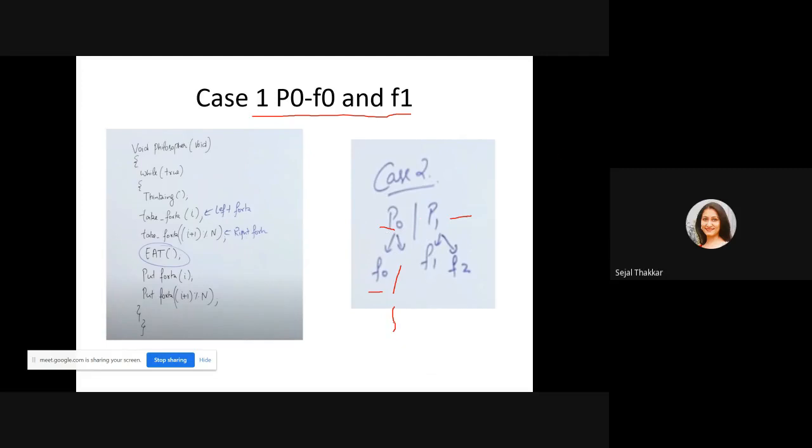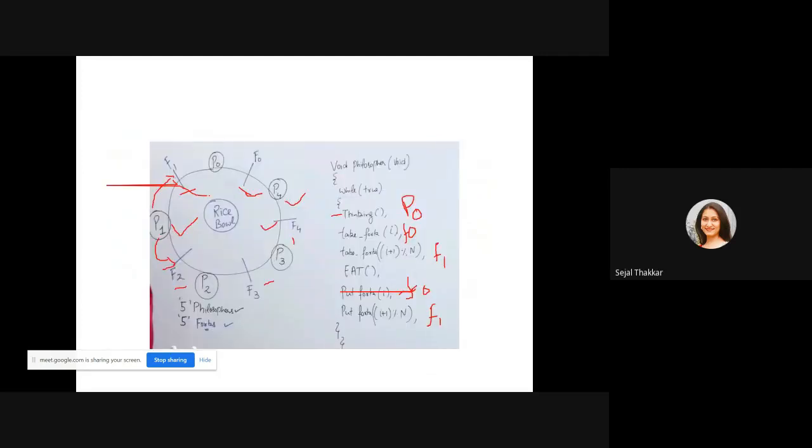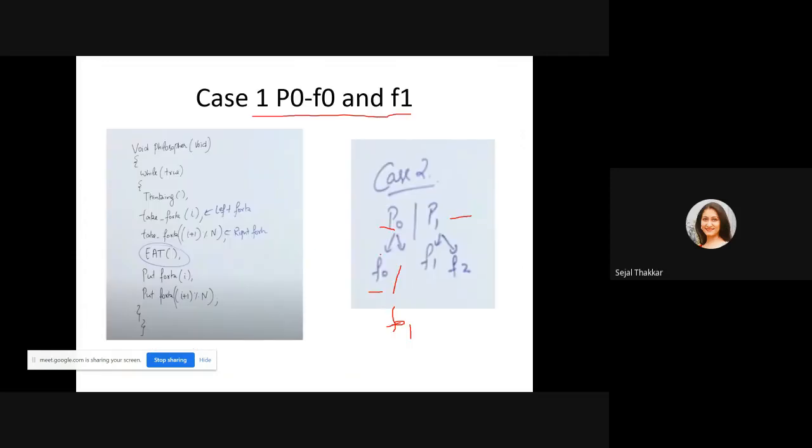P1 parallelly wants F1 and F2, his left side and right side. You can see here P0 wants these two forks, F0 and F1, and P1 also wants these two forks, F1 and F2. Now F1 is blocked by P0, so P1 will not be able to eat because it is already blocked by P0. They two are coming parallelly together. So right fork and left fork: right of P0 is F0 and right is F1. Left of P1 is F1 and right of P1 is F2. So F1 is blocked by P0.